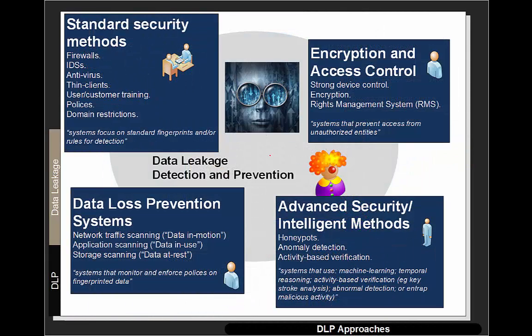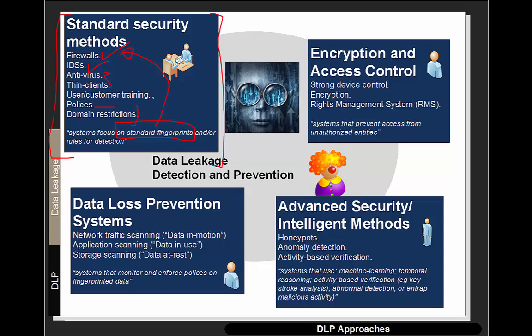So throughout the course we'll be looking at these 4 main areas. So there's the standard security method. This is really the architecture that we've created, our standard security architecture that we can use to monitor for any data leakage, especially with firewalls, intrusion detection systems, antivirus, using thin clients, defining policies, and also domain restrictions. Overall, we're really trying to build up standard fingerprints that we use to detect some sort of data leakage and hopefully prevent it.